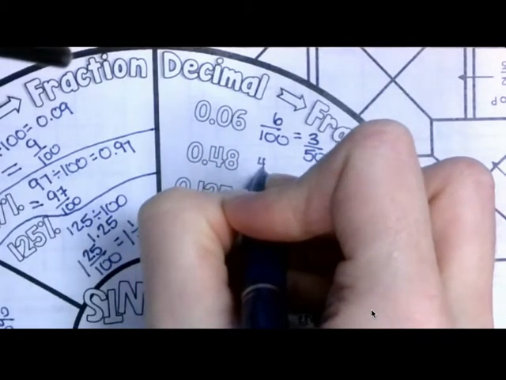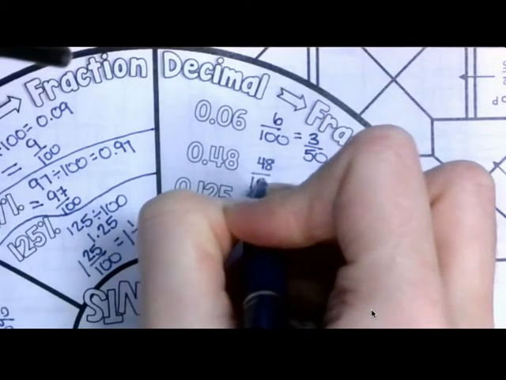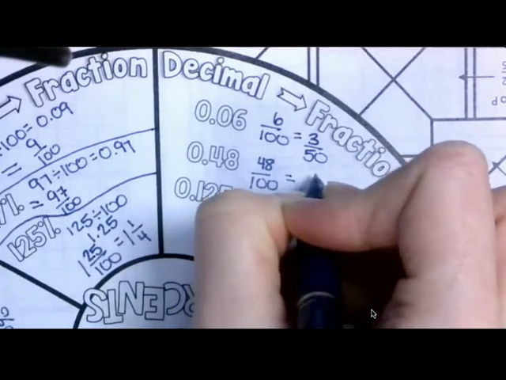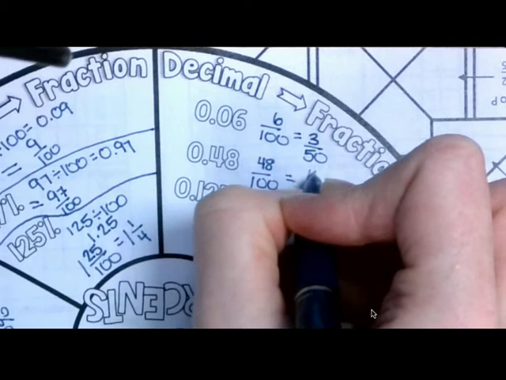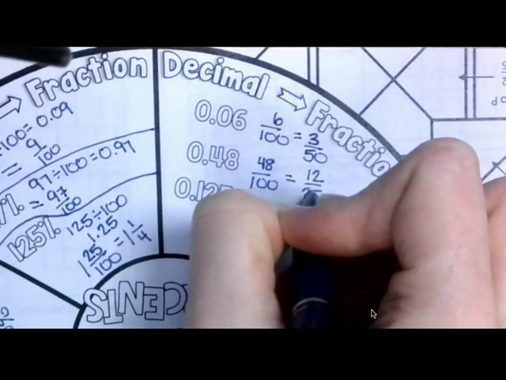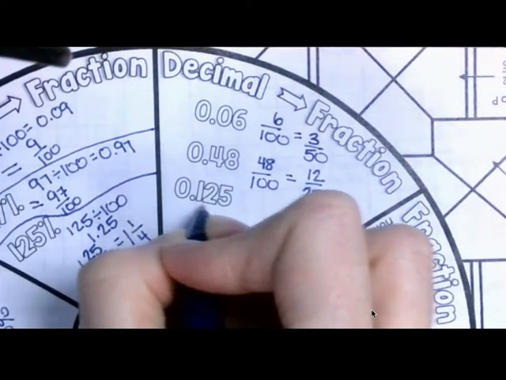Same thing, 48 hundredths would be 48 over 100. If I reduce that by 4, I get 12 over 25. This one is where it gets a little bit harder.